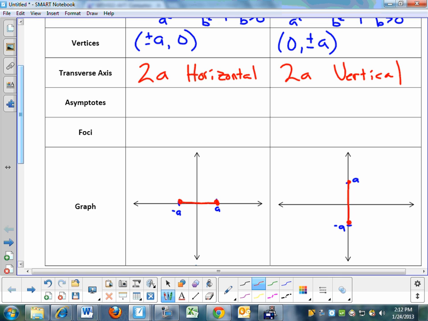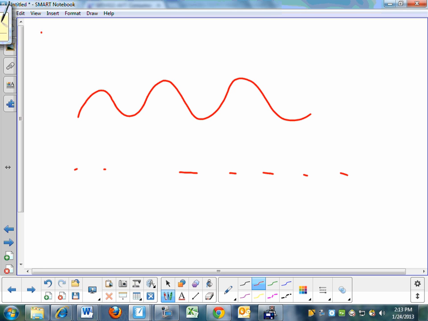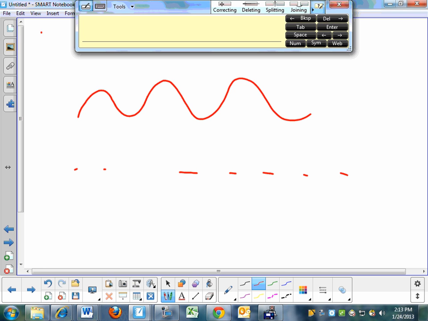Asymptotes. What's an asymptote? A line that it doesn't cross. So this is a sine graph. It doesn't cross that line. Is that really an asymptote? It doesn't cross it, but it approaches it. It approaches it very close. So that's what we want to talk about for an asymptote. So let's talk about our asymptotes.